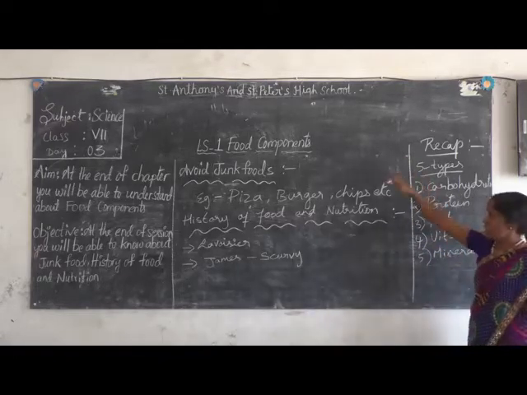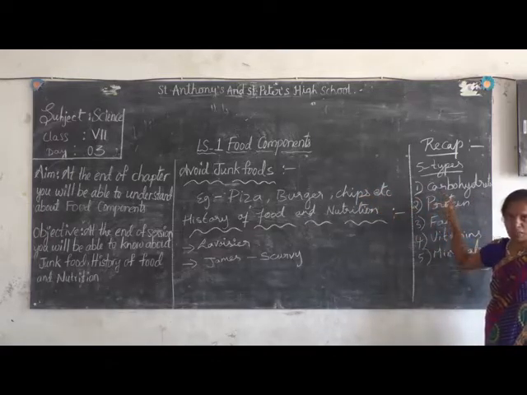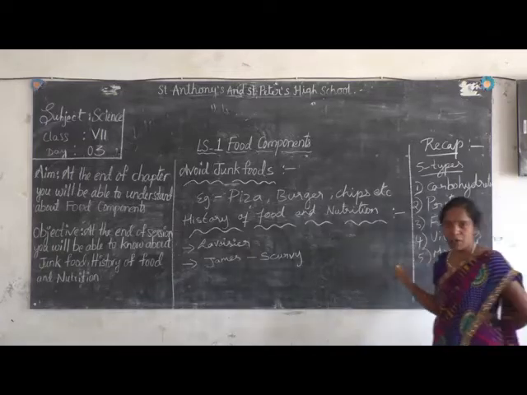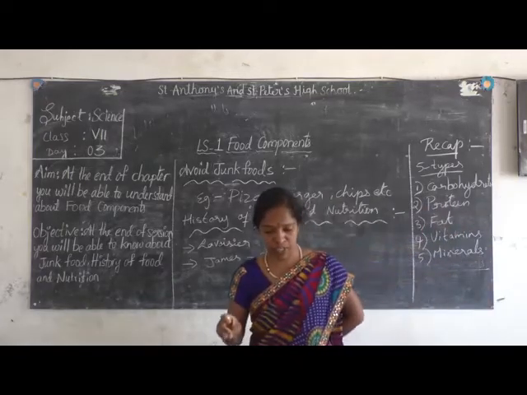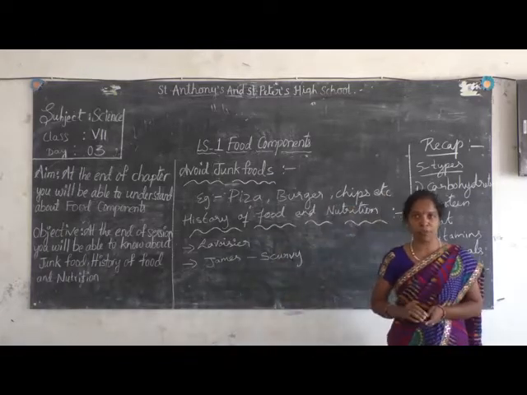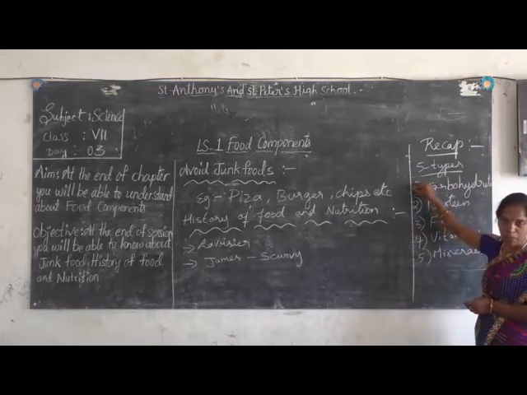See here, food components are of 5 types: carbohydrates, proteins, fat, vitamins and minerals. These are the 5 types of the food components. And we discussed about the test of the food components. In the last class we discussed about the test of the carbohydrate.